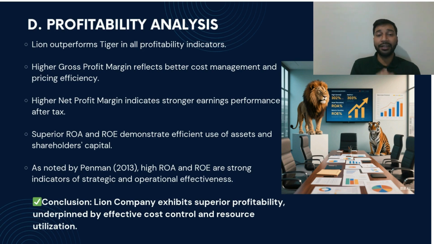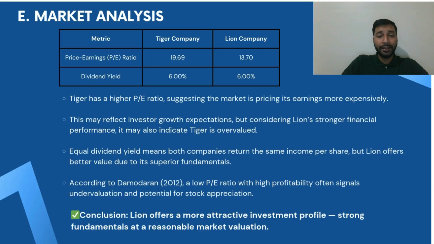Both return on assets and return on equity are higher for Lion, proving it uses both assets and equity more effectively to generate returns. As Penman notes, high return on assets and return on equity are strong signs of operational excellence and strategic effectiveness. Basically, Lion Company demonstrates greater profitability, meaning stronger earnings, better cost control, and more effective use of its resources. Now I will move to the next slide.